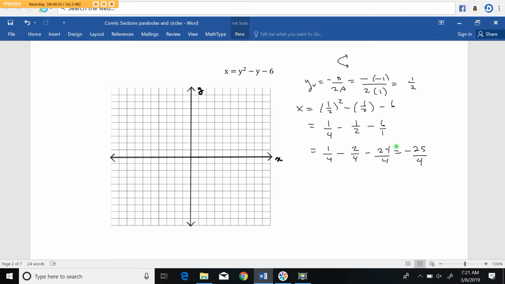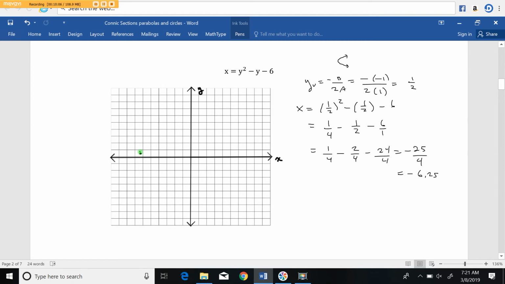Now we can start thinking about what our graph looks like. Just give me a moment here. All right, so the x coordinate of our vertex is -25/4. In decimal form, that's -6.25. So if we go 6.25 to the left, 1, 2, 3, 4, 5, 6. 0.25 is a quarter there, and then plus 1/2. That's about right there.